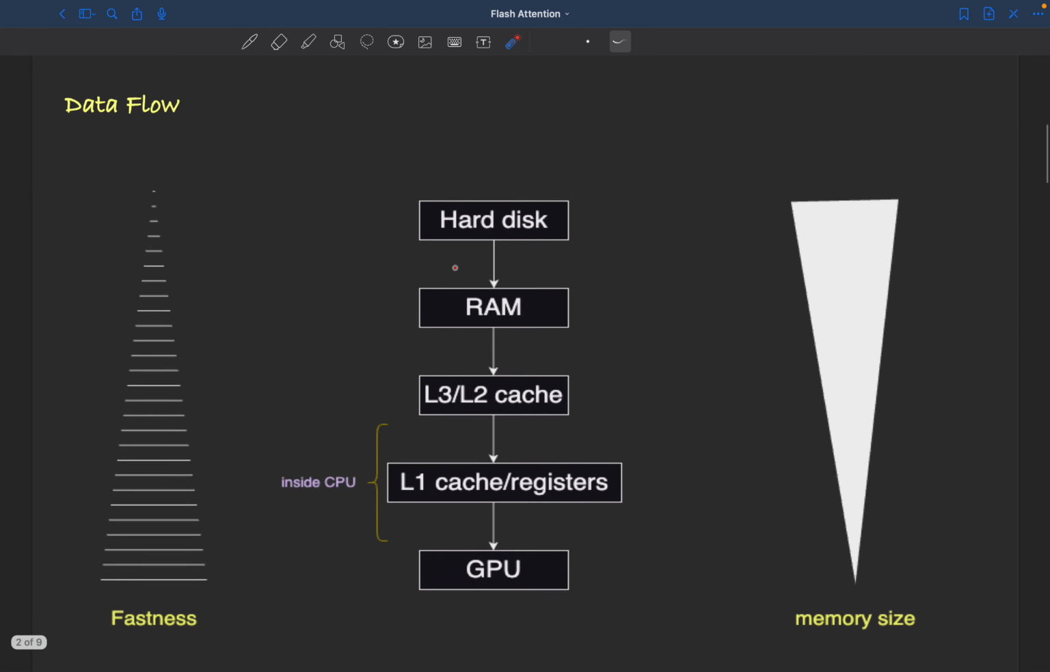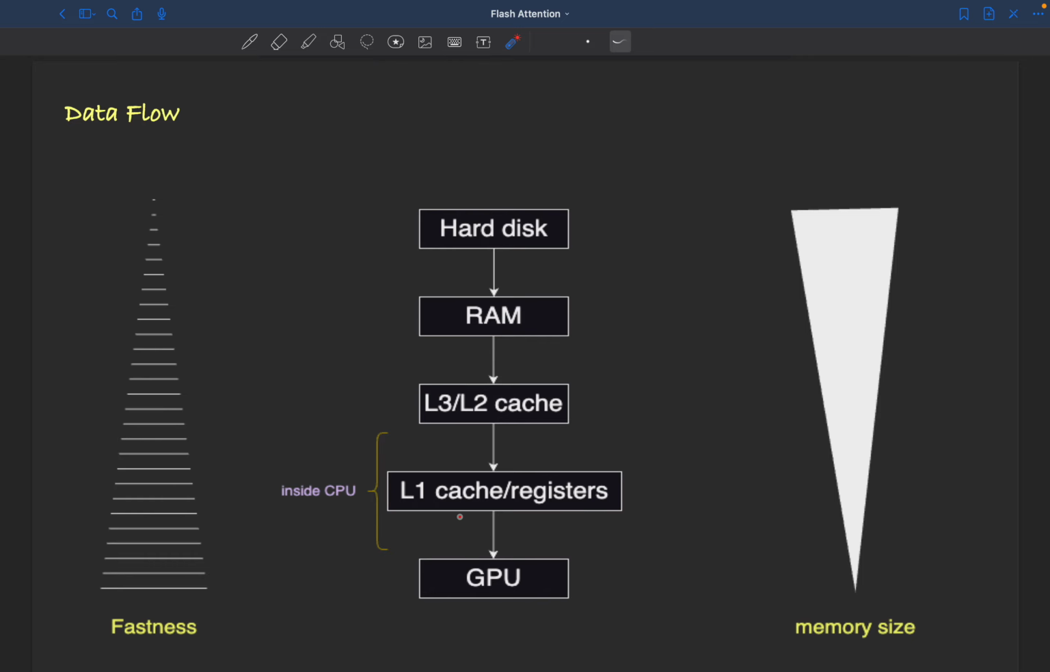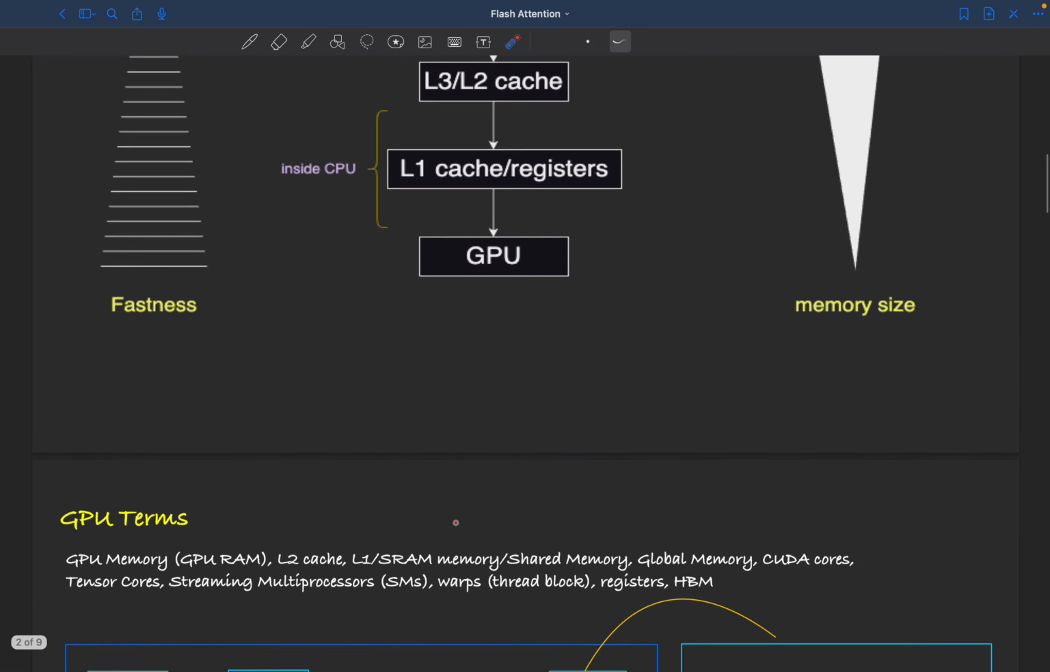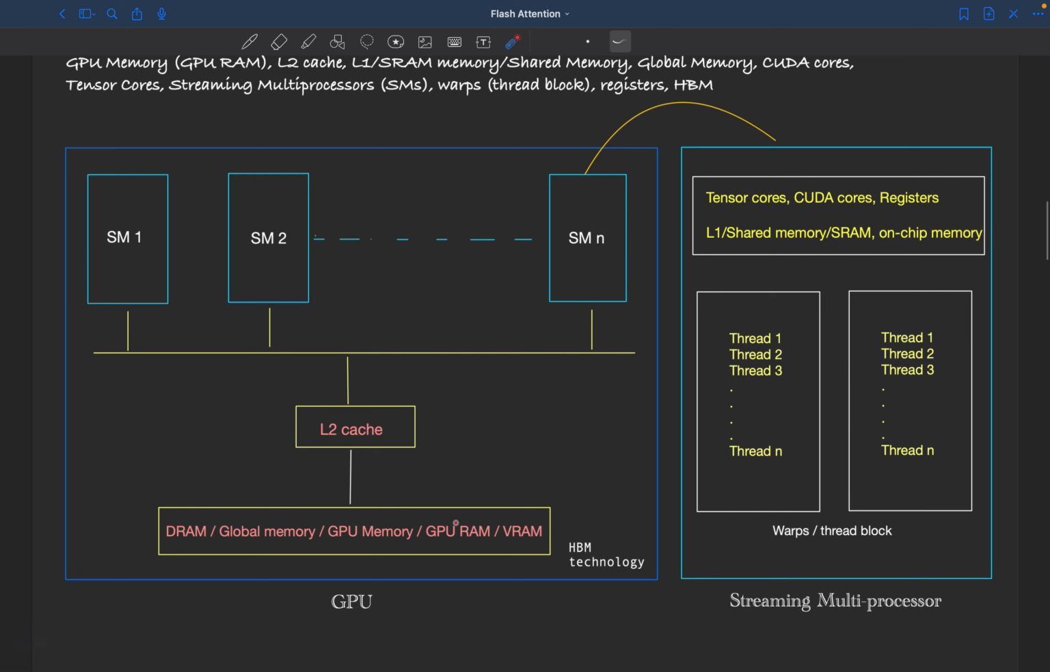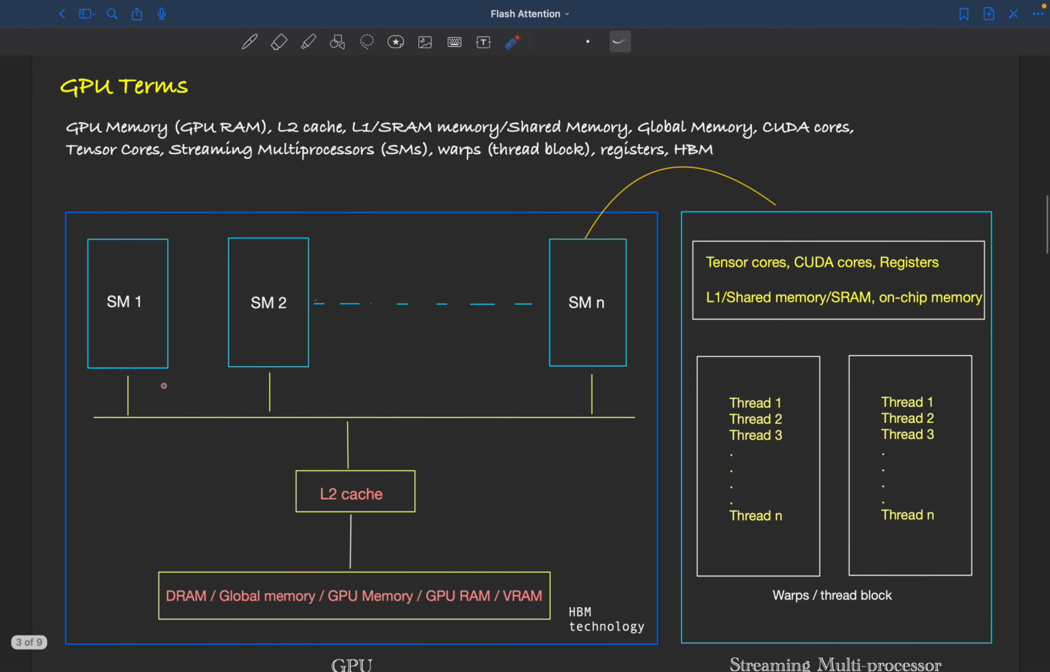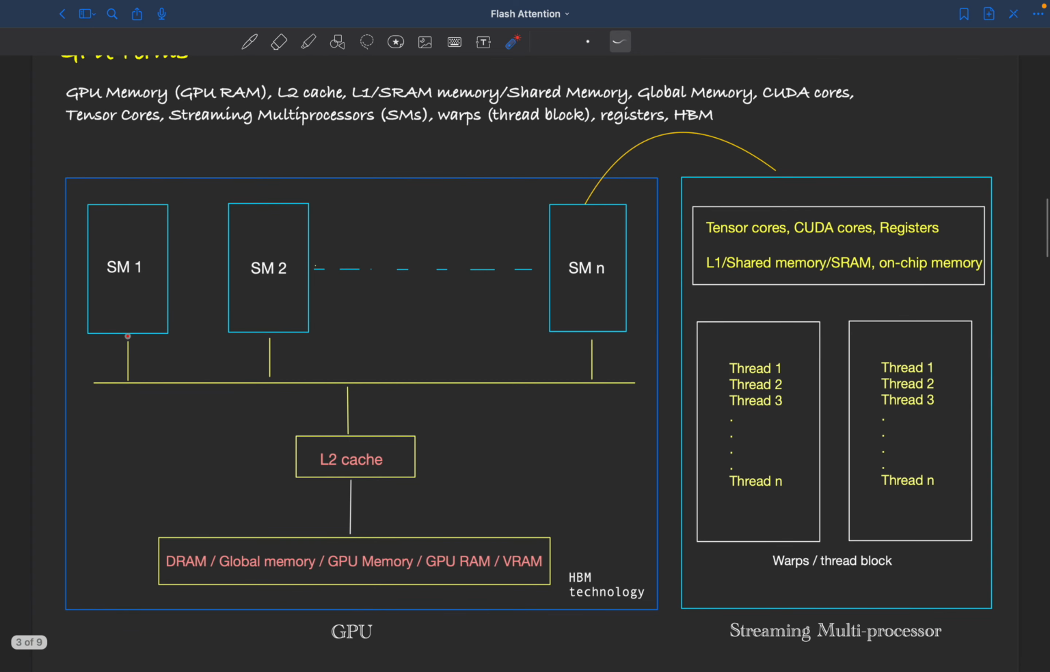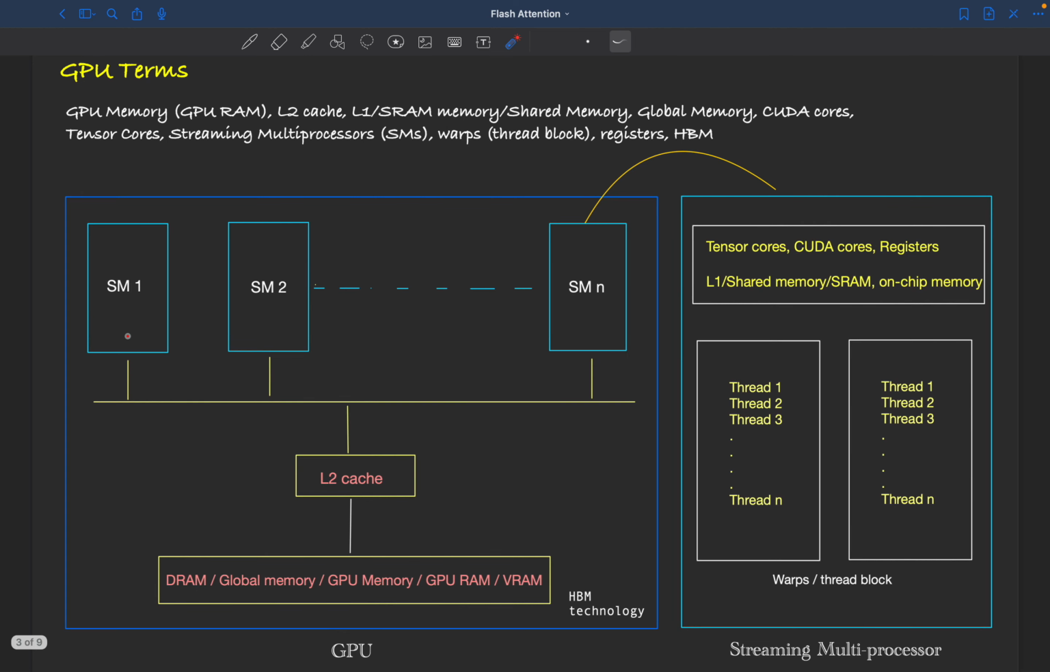That means data goes from hard disk to RAM to L2 cache to L1 to GPU. In GPU as well, we have several memory hierarchy from DRAM to L2 cache, right? And from L2 cache there will be something called streaming multiprocessor, which you may think of something like cores in CPUs. For example, if you take the NVIDIA A100 80 GB GPUs, what I mean by A100 80 GB is 80 GB of GPU memory.